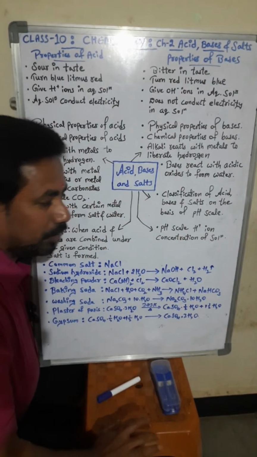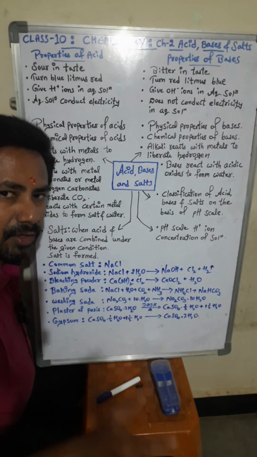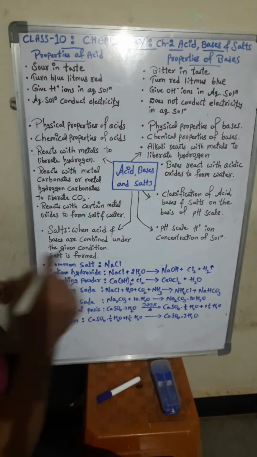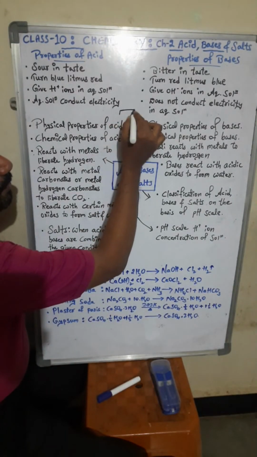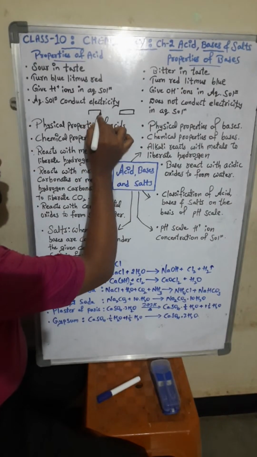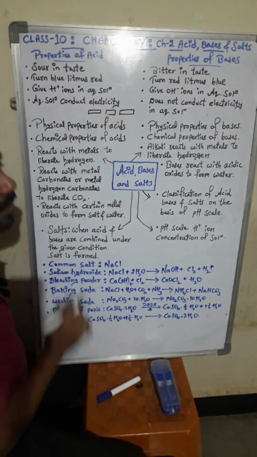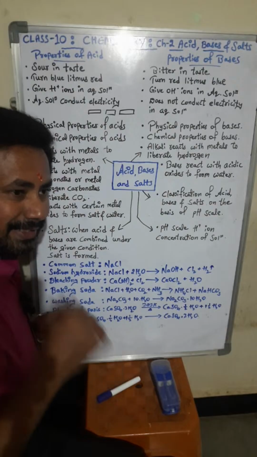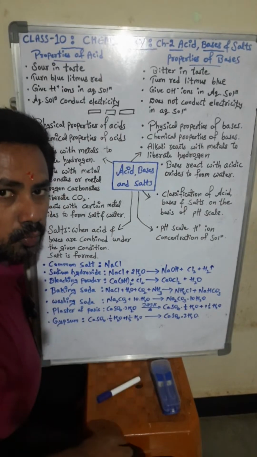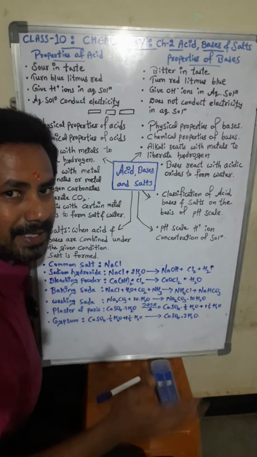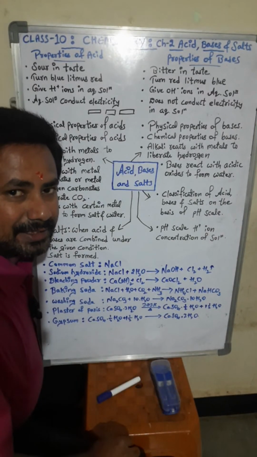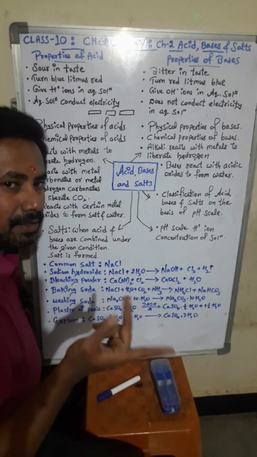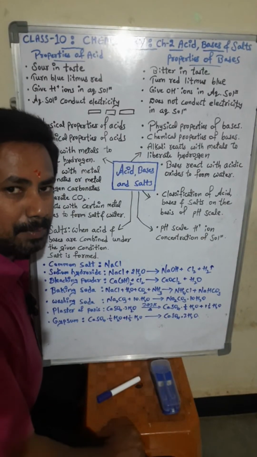Acids turn blue litmus to red. In previous classes, from your lower classes, you have been continuously studying this. Some pH papers are available, students. Red litmus paper, blue litmus paper. Like this litmus papers are available. These litmus papers will show you whether it is acid or base. Without tasting, you can check it by using litmus papers. Litmus papers are available in red as well as blue color.